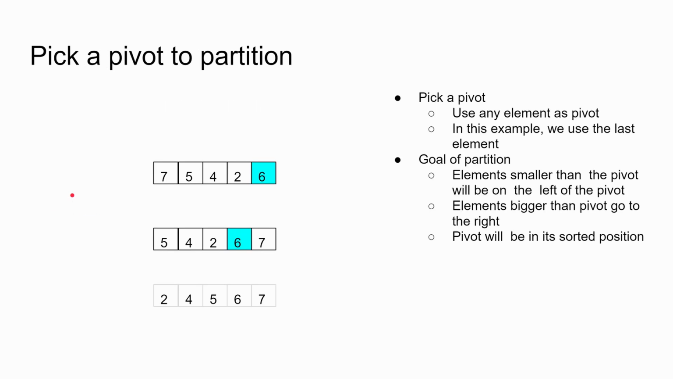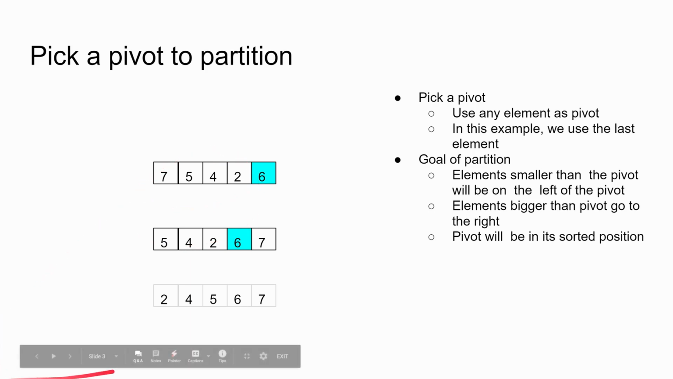It will pick a pivot to partition the array. The way it will pick a pivot, it will just use any element in the array as pivot. In this example, it will use the last element. The goal of the partition is that all elements smaller than the pivot will be on the left side of the pivot. All elements bigger than the pivot will go to the right side of the pivot. The pivot will be in its inserted position. This is the before partition, this is after partition, and this is after inserted.